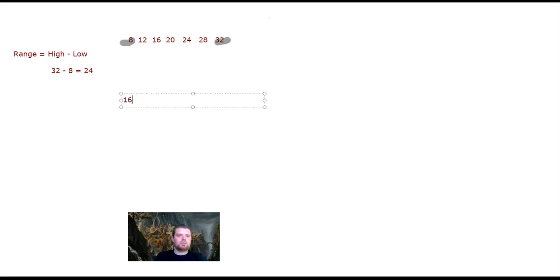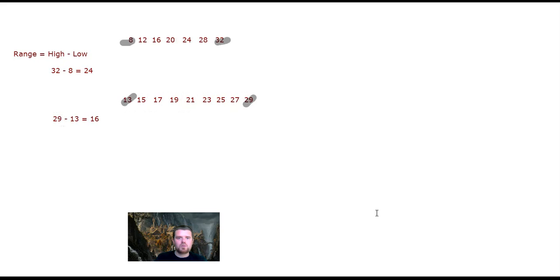Okay. Do another example here. Let's say we have 13, 15, 17, 19, 21, 23, 25, 27, 29. Same thing, you're just simply identifying what the high and low numbers are. For you, it's going to be already in order, but if it's not, if it's jumbled, you need to be careful and identify your high and low values. Here, 29 minus 13 equals 16.